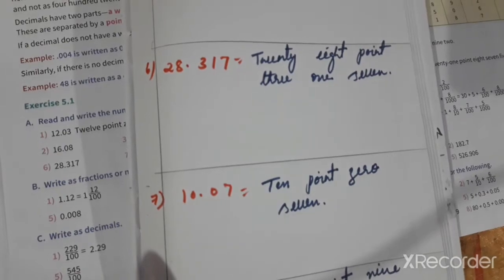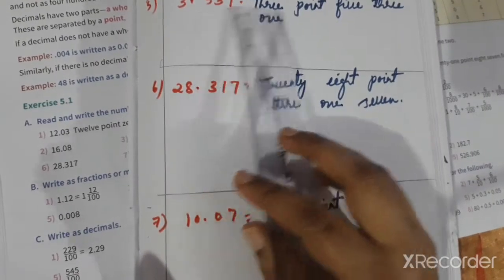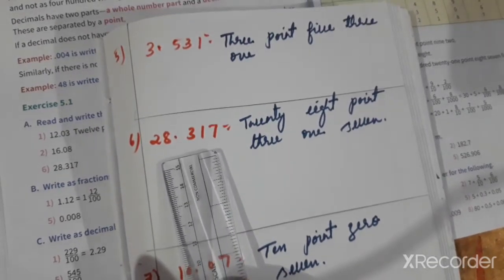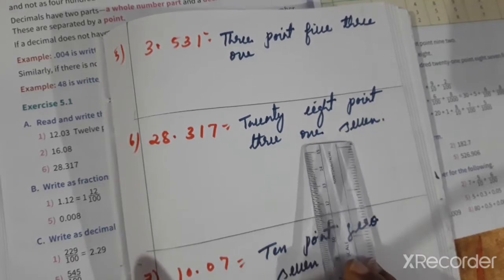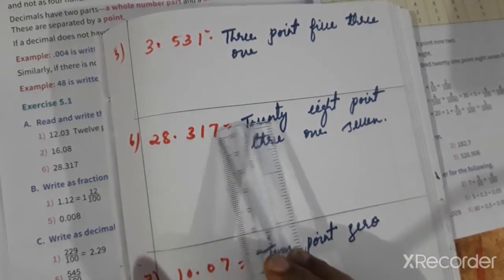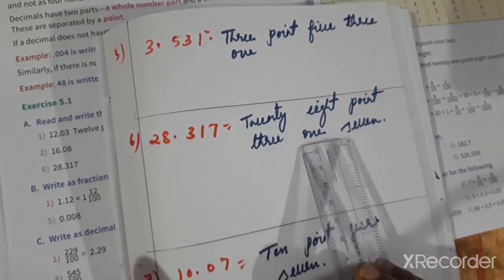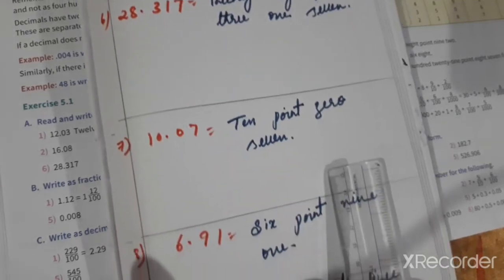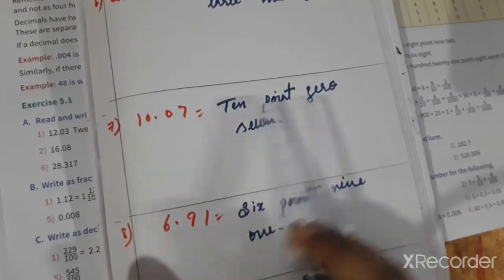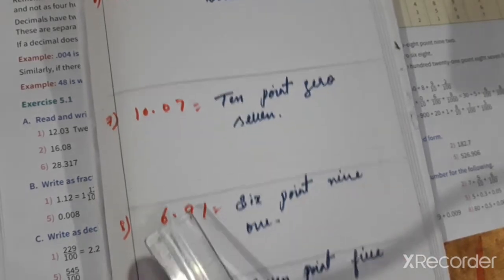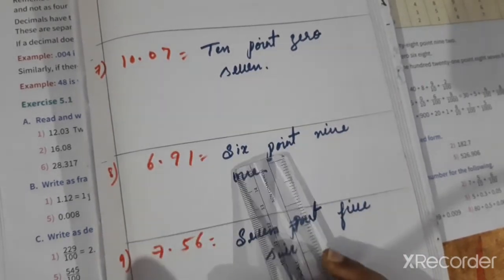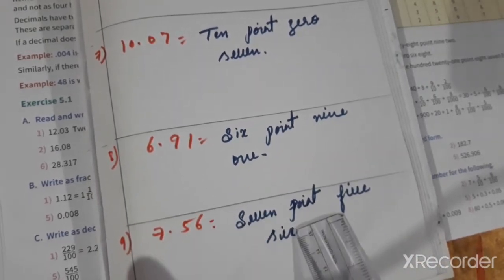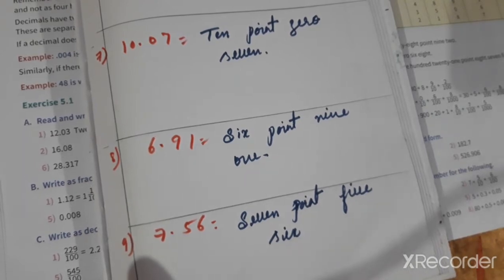Next is 3.531. Then 28.317. After the decimal point we have to read each digit value. Then the seventh one, 10.07. Eighth one, 6.91. And the ninth one, 7.56, we have to read it the same way.